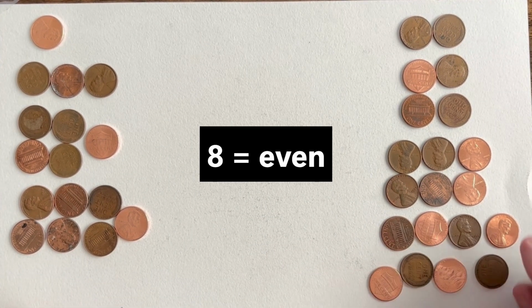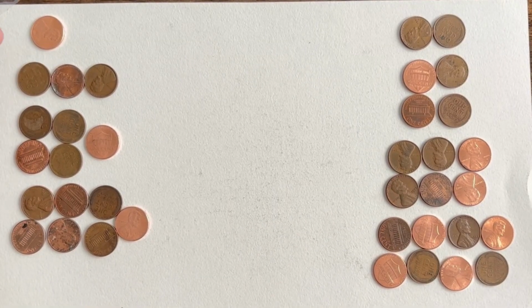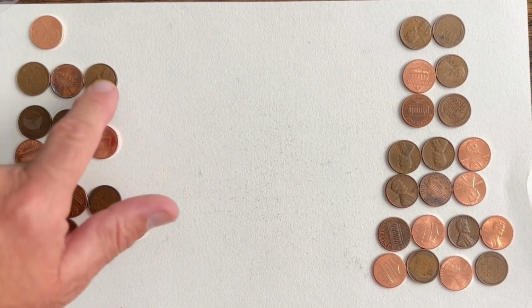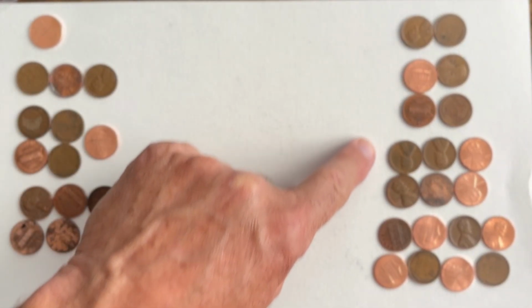So I'm hoping this shows you a little bit of the difference between an even and odd number. Odd numbers, when divided by 2, have a 1 remainder. Even numbers, when divided into pairs of 2, have no remainder.